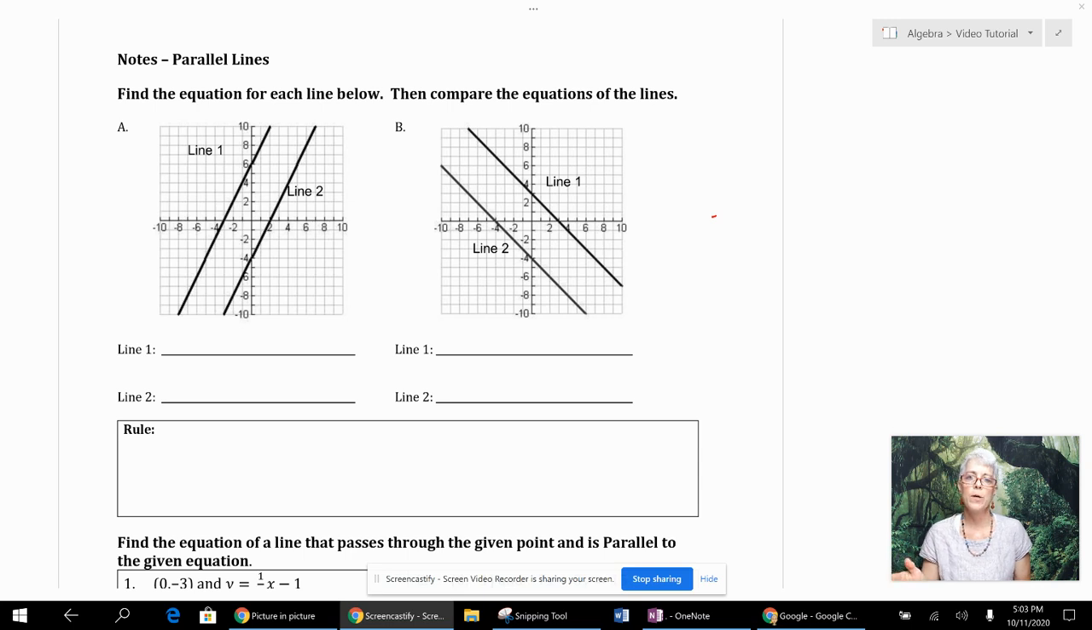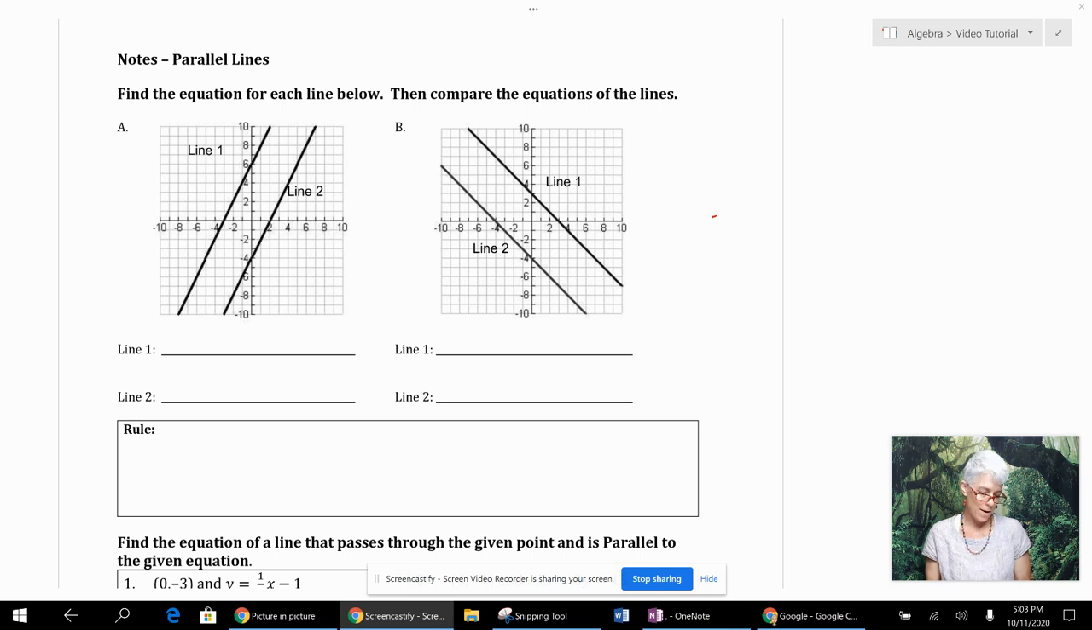Hey guys, today we're going to do parallel lines, and this is pretty easy. The only thing hard about parallel lines is when you do your driving test and you have to parallel park. You'll be horrible at it, and that might cause you to fail your driving test. But otherwise, parallel lines and the math associated with it is pretty easy.